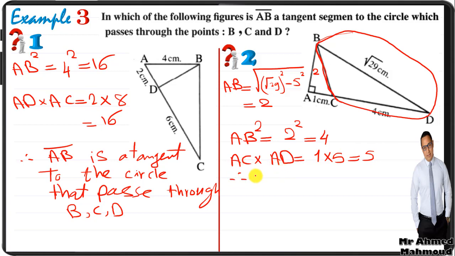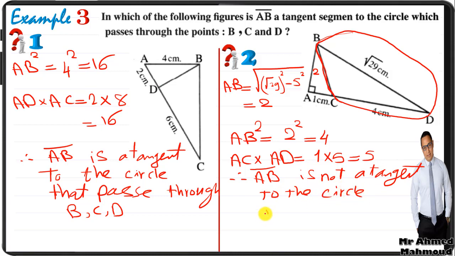Therefore, AB is not a tangent to the circle that passes through B, C, and D.